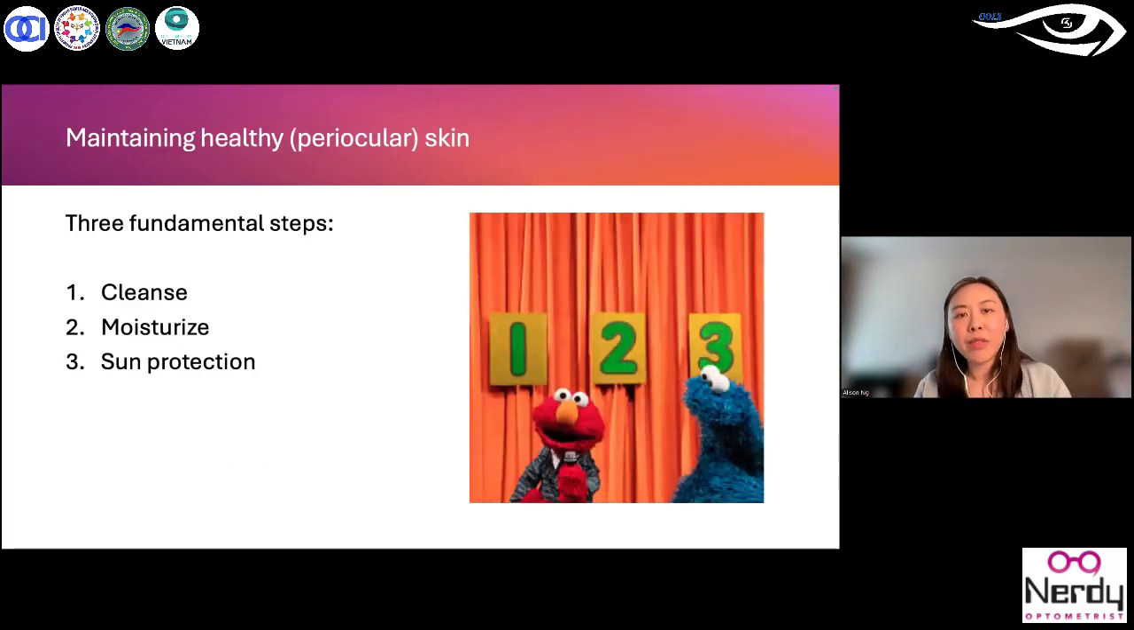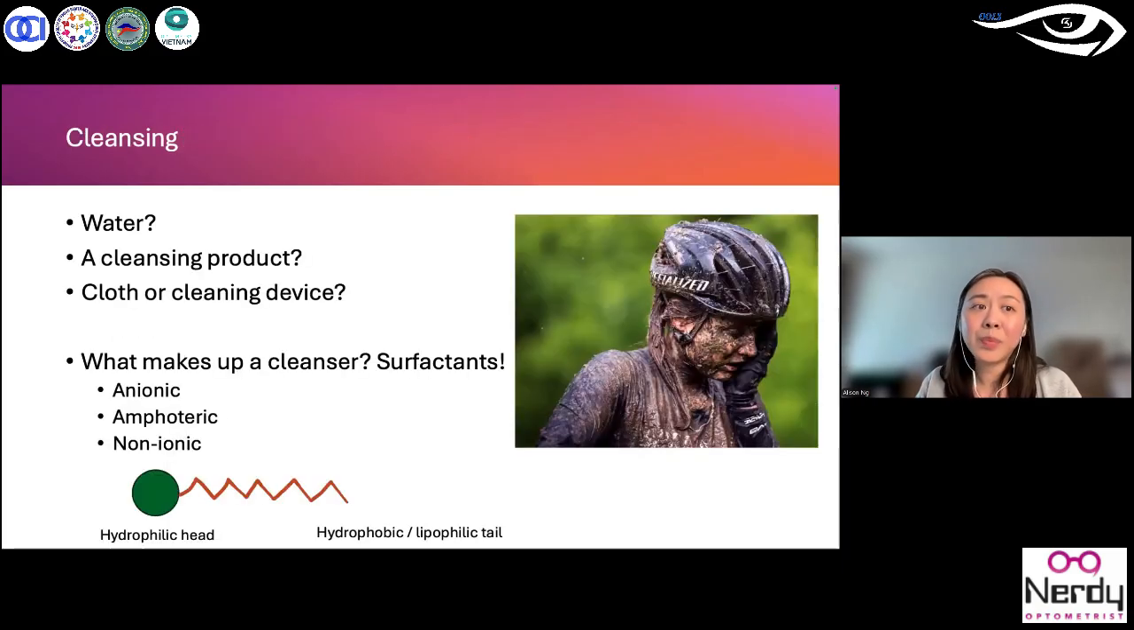So what if you don't have a patient with dermatitis? How should patients be managing healthy skin around the eyes anyway? These are three fundamental steps that dermatologists talk about quite a lot that are highly applicable for us as eye care practitioners to recommend to our patients. Because like I said earlier, maintaining healthy skin means we have better lid function and overall better function of the eye area. So these three steps include cleansing the skin, moisturizing the skin, and then sun protection as well.